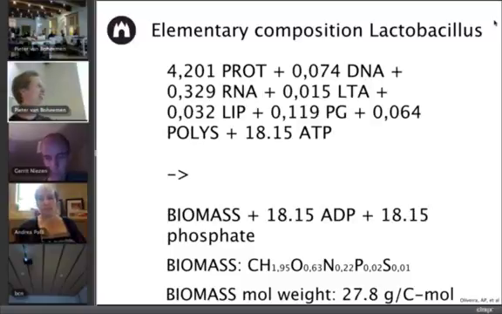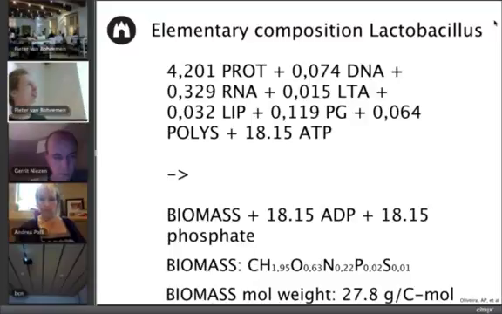This formula basically says if you take 1 mole of biomass, then that consists of 18 moles of ADP, which is a derivative of ATP, so energy, and 18 moles of phosphate, and that is built up out of 4 moles of proteins, 0.07 moles of DNA, some RNA, some... so what's that?